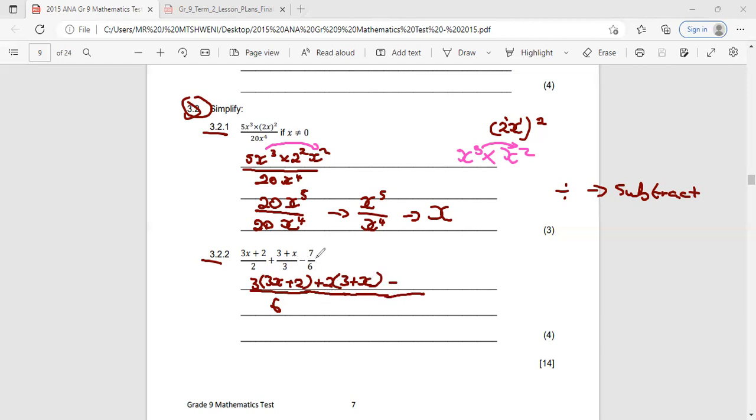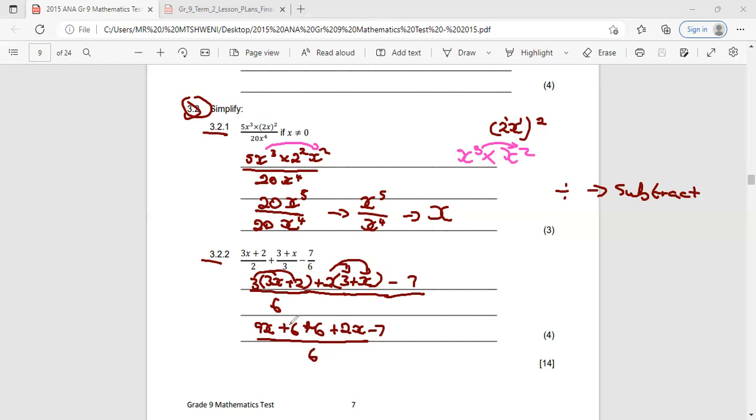6 divided by 6, it's 1. Then times 7 is going to be 7. Here, there won't be much of a change. Then from here, I know there are many ways to do this, but I'm giving you the one that I feel is more simple. 3 times 3, it's 9. Let's not forget x. 3 times 2, it's 6. Plus 2 times 3, it's 6. 2 times x, it's 2x. Minus 7, divided by 6.